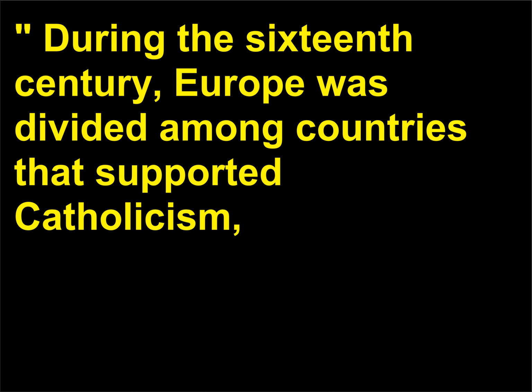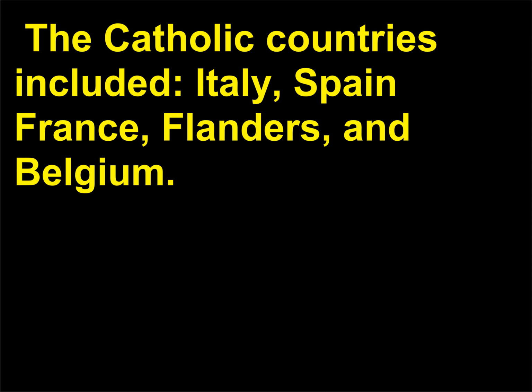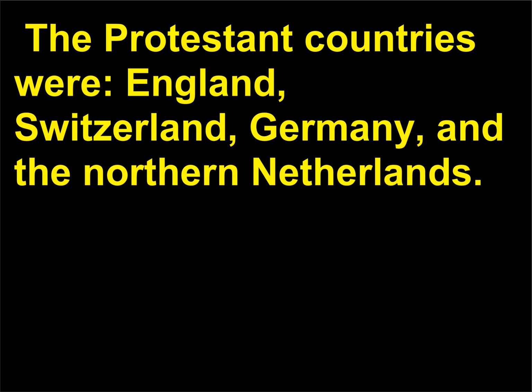During the 16th century, Europe was divided among countries that supported Catholicism and those that supported the Protestants. The Catholic countries included Italy, Spain, France, Flanders, and Belgium. The Protestant countries were England, Switzerland, Germany, and the Northern Netherlands.